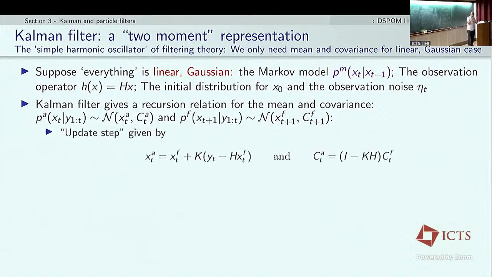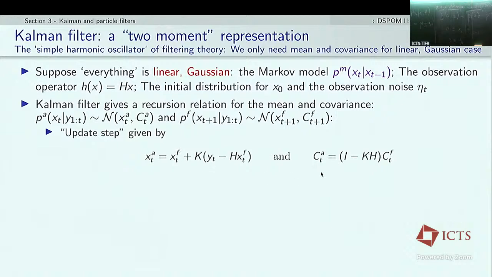And then a few lines of Gaussian calculations, basically completing the squares. That's all that you need to do. Once you know how to complete the squares and then integrate, these formulae follow pretty straightforwardly. The analysis mean is a linear combination of the observations and the forecast mean.